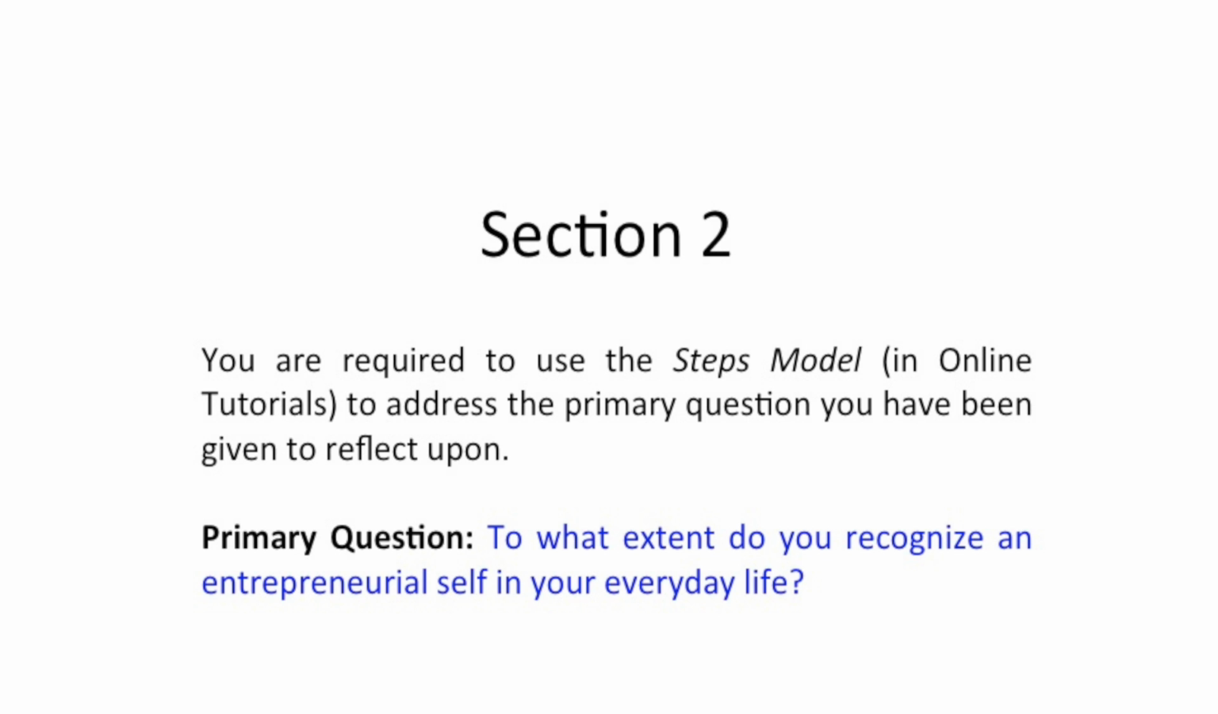So in section 2, now I'm looking for you to write in an entirely different way. I want you to use the STEPS model to address the primary question which I'm making available for you here to reflect upon. And that primary question is, to what extent do you recognize an entrepreneurial self in your everyday life? So now, with that question, go find the STEPS model. You'll find it in the online tutorials, and sit down and work your way through the process.